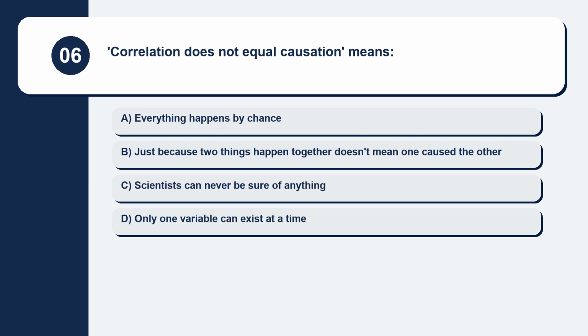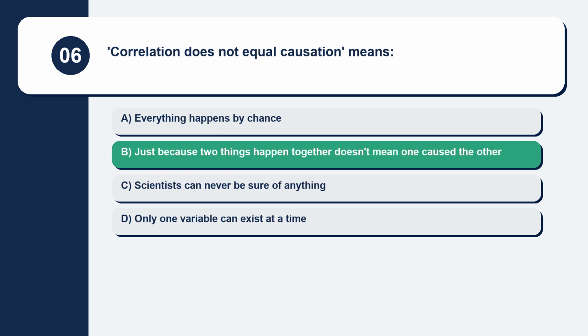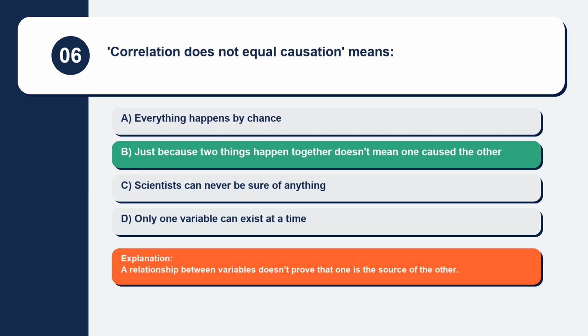Question 6. Correlation does not equal causation means: everything happens by chance. Just because two things happen together doesn't mean one caused the other. Scientists can never be sure of anything. Only one variable can exist at a time. A relationship between variables doesn't prove that one is the source of the other.